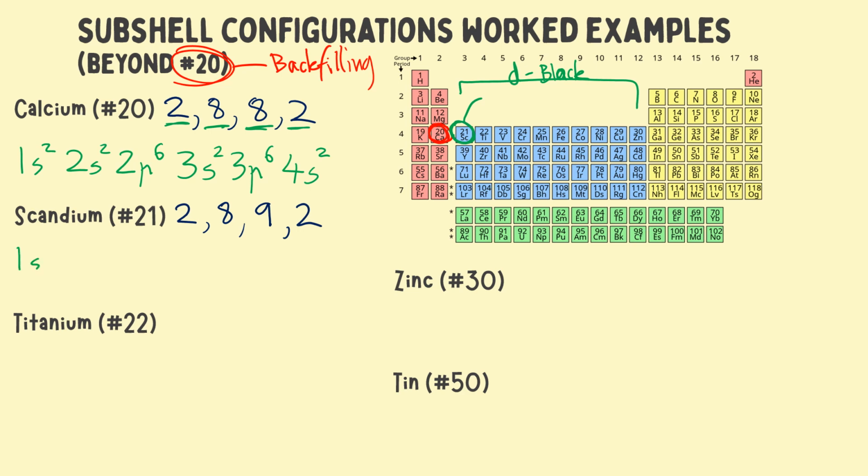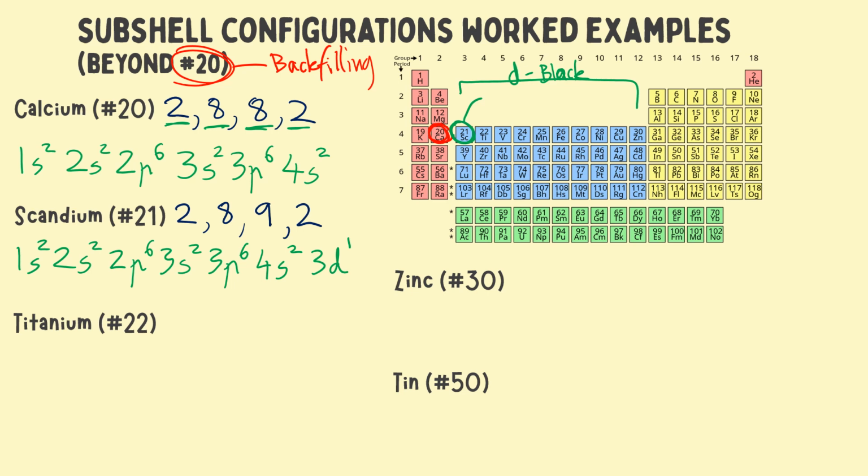And so the subshell configuration looks pretty similar to calcium. Everything's the same for the first 20. But then once we finish the 4s subshell, well, the 3d is the next subshell to fill according to our diagram. So then we're going to have the 3d having that 1 extra electron.